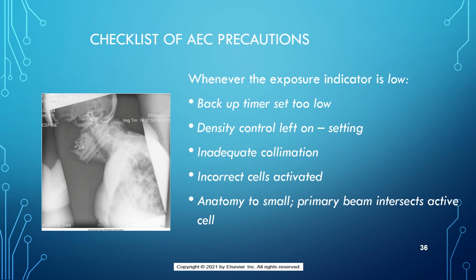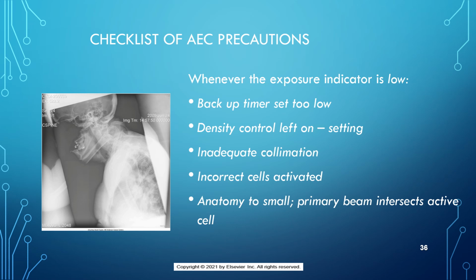So your troubleshooting checklist: when your exposure indicator is too low, indicating that the AEC turned off too rapidly, your backup timer may be set too low. Now again, that's bad, because you shouldn't be reaching your backup timer. Ever. You really shouldn't. It should be about 2 times the mass you expect. And even with hypersthenic patients, you should be achieving threshold ionization and not running into the backup timer.